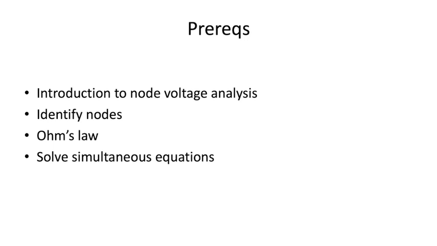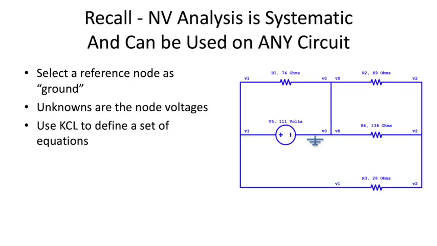Prereqs are an introduction to node voltage analysis, the ability to identify nodes, Ohm's law, and the ability to solve simultaneous equations. So recall that node voltage analysis is systematic and can be used on any circuit. First, we select a reference node as ground, shown here. The unknowns are the node voltages. You see here V1, V2. And then we use KCL to find a set of equations that we can solve simultaneously.